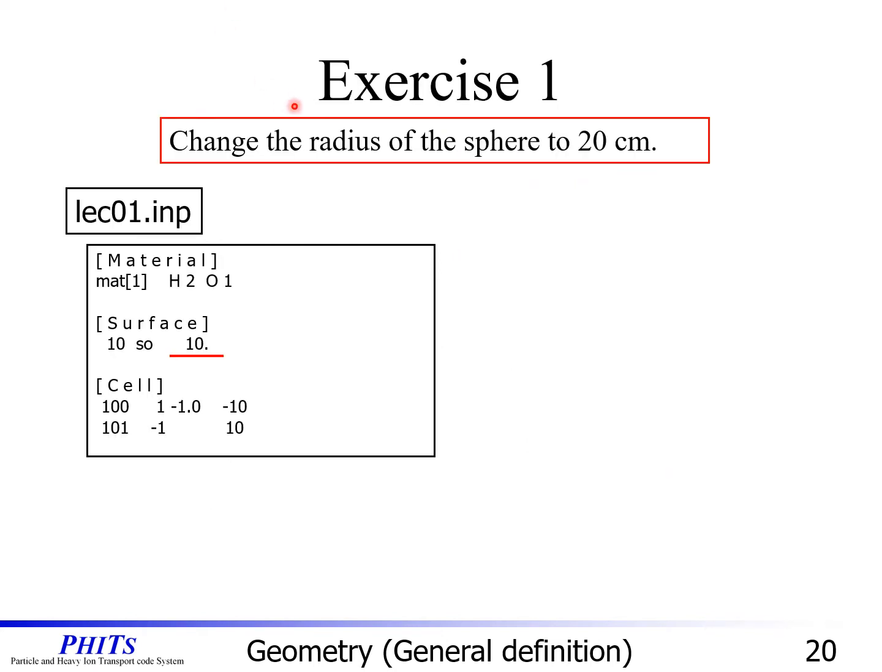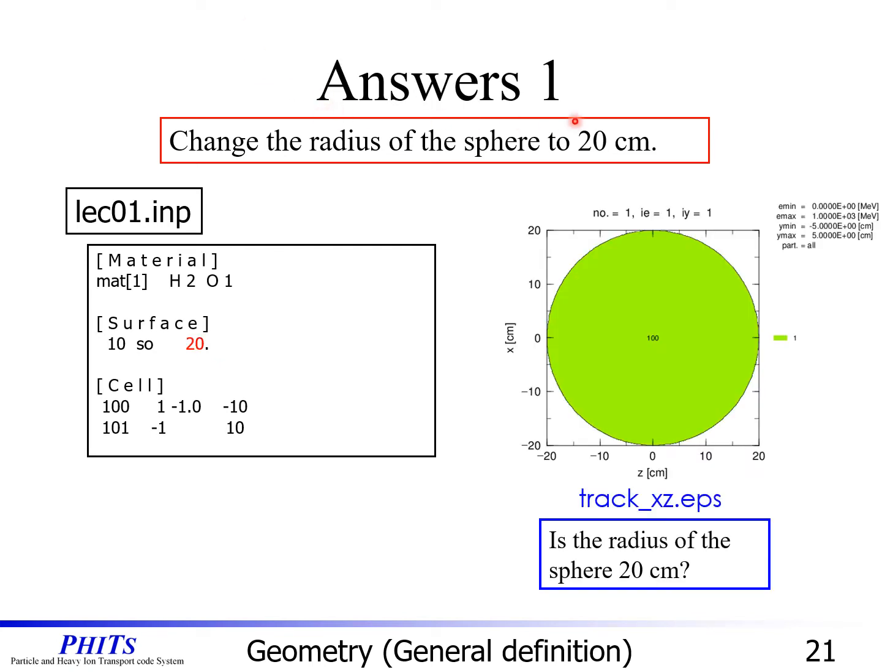Let's start exercise 1. In this step, please change the radius of the sphere to 20 cm. The left side shows a part of the input file, and the red underline points to the parameter that has to be changed. After editing the input file, please execute PHITS and check the output file. Please start the exercise. Here is the answer. The cell 100 is defined by surface 10. So we change the radius of the surface from 10 cm to 20 cm. After that, you will obtain this result.